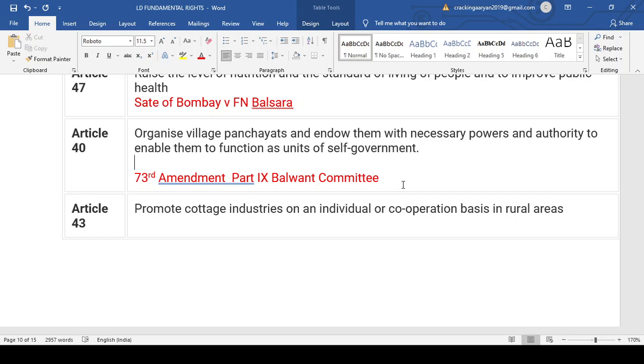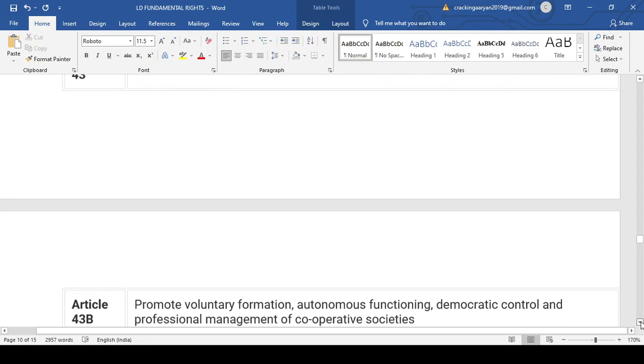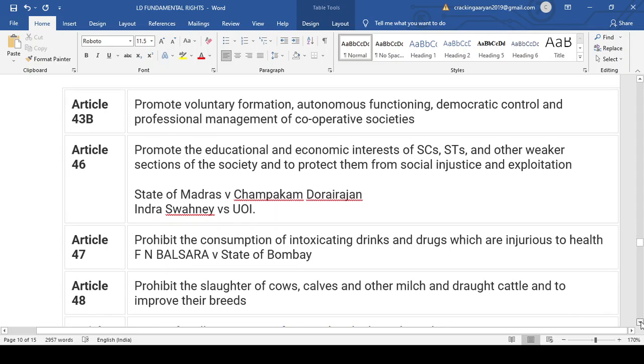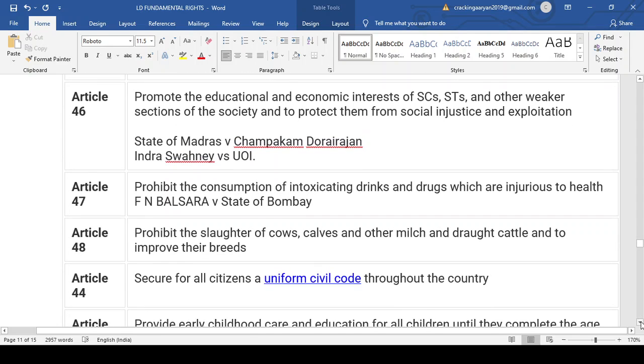Now we come to Article 43. Article 43 is the living wage for workers, that is the promotion of cottage industry. We have already discussed it because it is a Gandhian principle. So again it comes, no need to discuss here. Now come directly to Article 46.